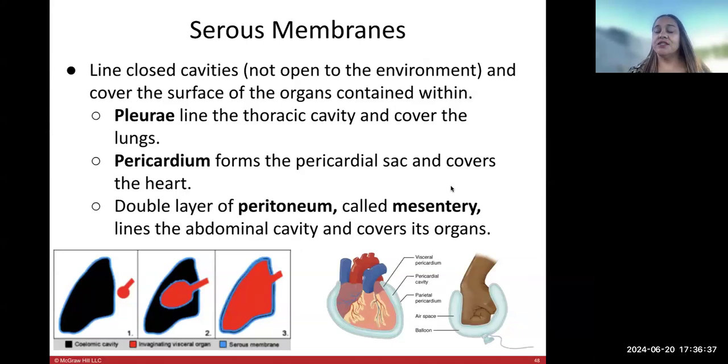Serous membranes line closed cavities that are not open to the external environment. They cover the surface of the organs contained within. Pleurae line the thoracic cavity and cover the lungs. Pericardium forms the pericardial sac and covers the heart. Double layer of peritoneum called mesentery lines the abdominal cavity and covers its organs. You can kind of see how that works in the picture. The fist and the balloon is the representation that you can think of. If you punch a balloon, it's going to be a double membrane with one side of the balloon on each.